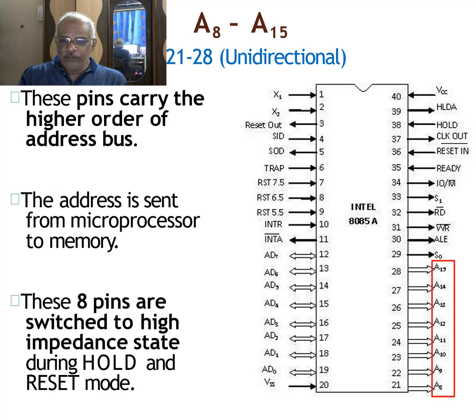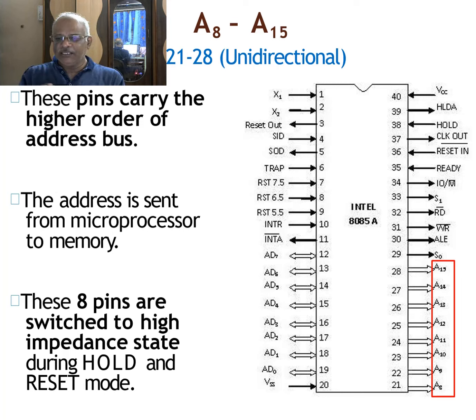So the group from AD0 to AD7 plus A8 to A15 forms a group of 16 pins, and these 16 pins are responsible for carrying the address from the microprocessor to the memory IC. In other words, microprocessor 8085 can access the desired memory location with the help of this address bus.